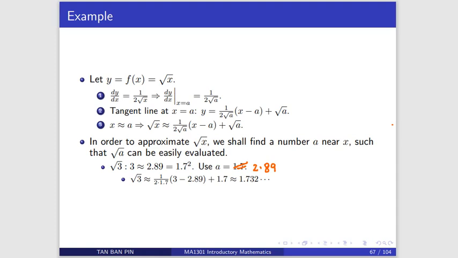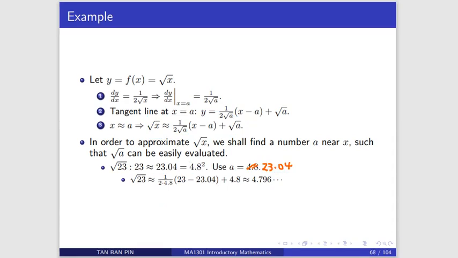If you want to approximate square root 3, then you can choose a number near to 3, which is something easy to work out, like a perfect square in decimal. So 2.89, which is 1.7 square, is near to 3. So you choose a as 2.89, and then you sub a as 2.89 into this approximation equation. You will find the square root 3 gives you 1.732. It's also a good approximation. You can key in the calculator and work out square root 3 to check.